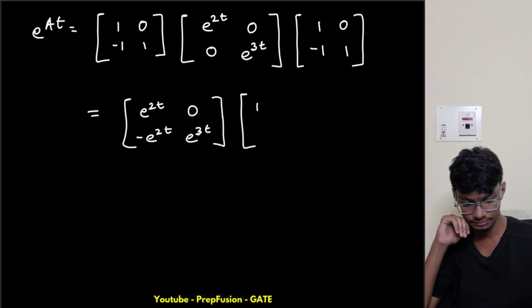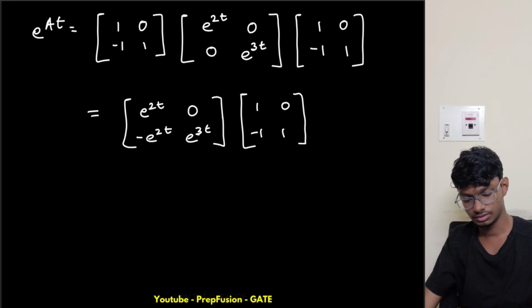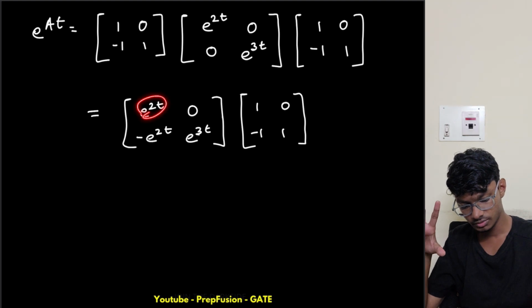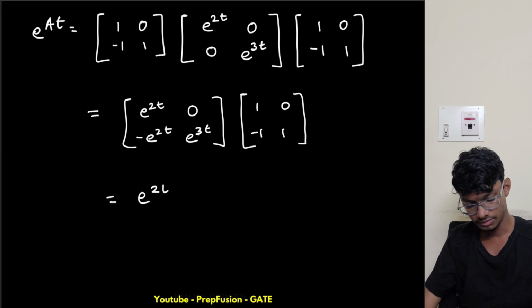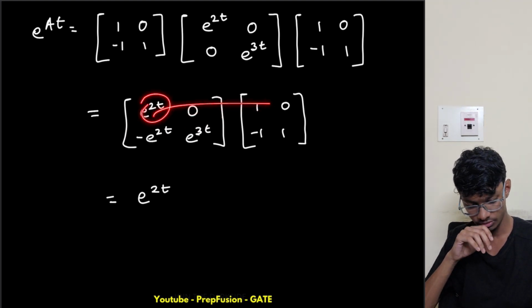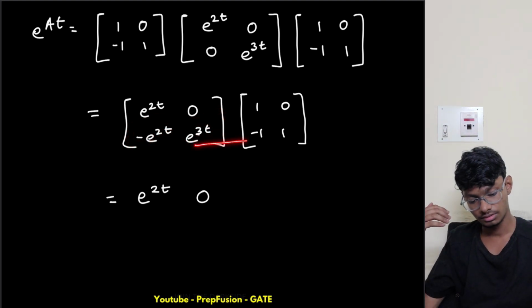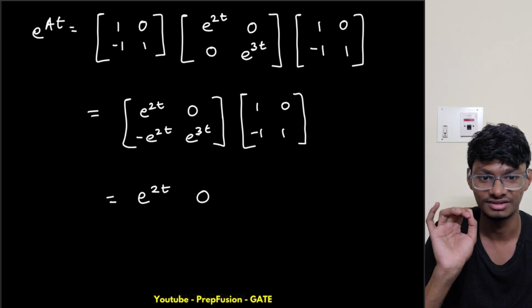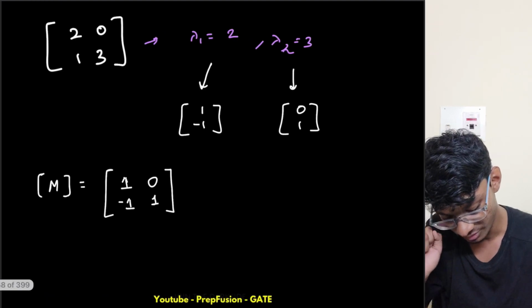And what is this? This is 1, 0, minus 1, 1, right? So what does this become? This is e raised to power 2t times 1 and 0, so this becomes e raised to power 2t itself, and this is minus e raised to power 2t. This is 0, right? The next element, e raised to power 2t times 0 and 0 times 1, so this is 0 only, and this is minus e raised to power 2t plus... okay, sorry, I made one very big mistake. What mistake did I make? I know you are screaming that I have to take the inverse of this also.